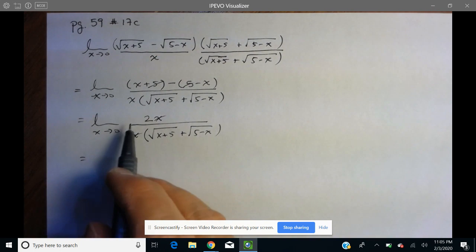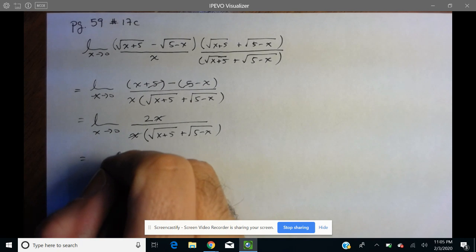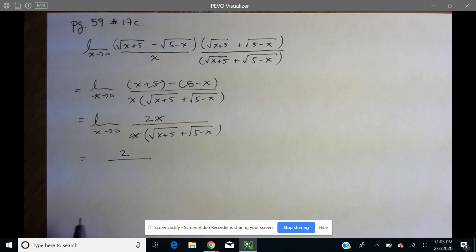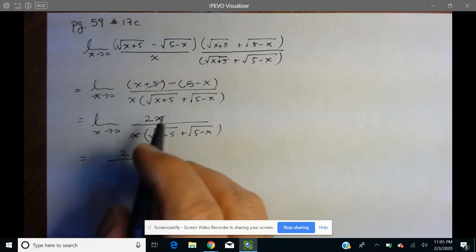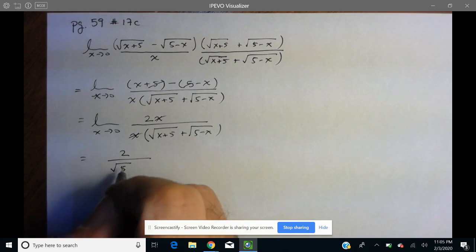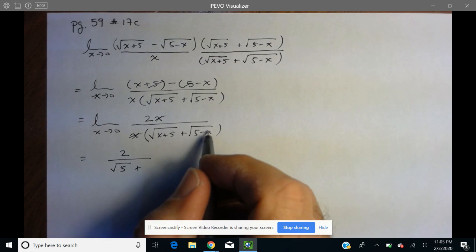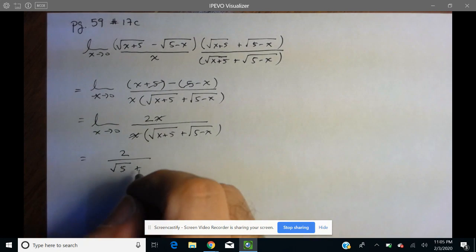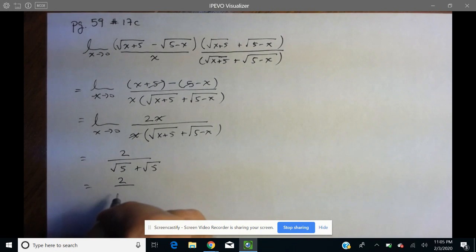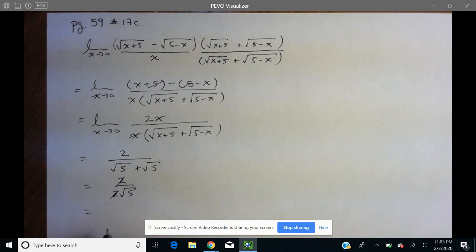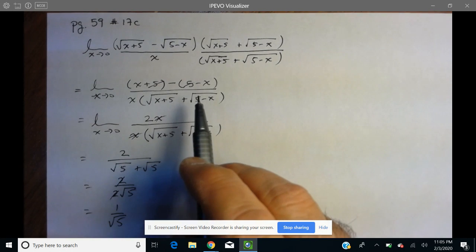All right, so the numerator is just a constant. It approaches 2, and the denominator is going to approach, well, here as x approaches 0, this is going to approach 5, so that's root 5. And then here, this one is also going to approach 5 in the square root, so another root 5. So that's going to be 2 over 2 root 5, and reduce the 2's, and I just end up with 1 over root 5. All right, so in the end, this limit did exist.